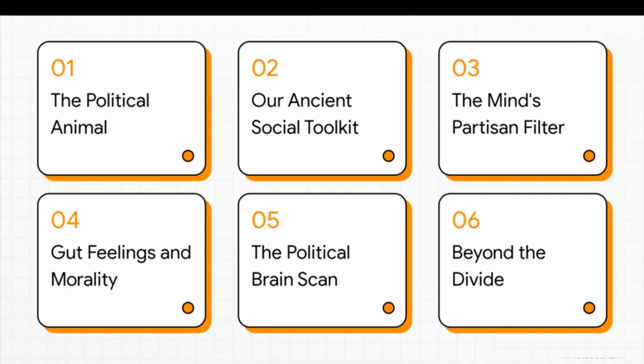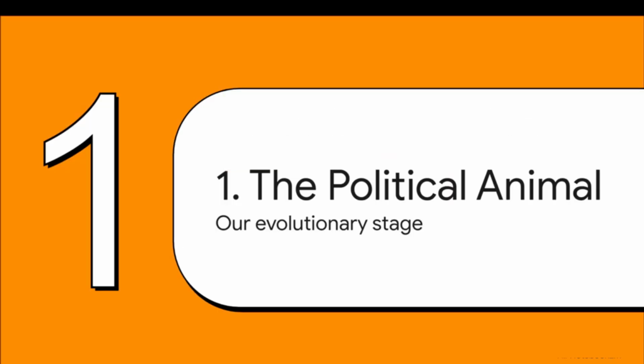So here's our roadmap for today. We're going to start way back with our evolutionary roots as the political animal. Then we'll look at the social toolkit we developed to survive, the mental filters that shape our reality, and the gut feelings that drive our morality. And finally, we'll look at what actual brain scans are telling us and what it all means for bridging our divides. Let's dive in.